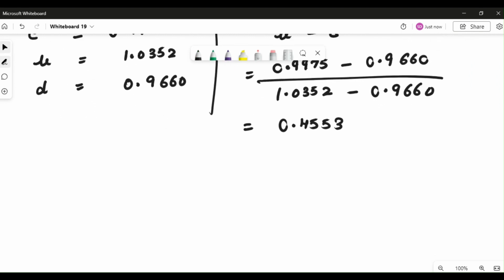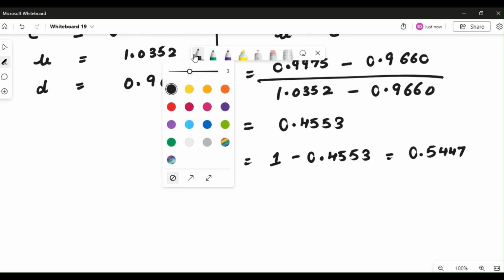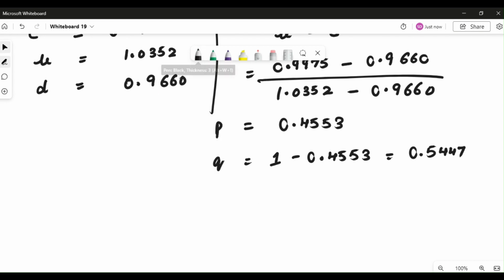Similarly, we can also calculate the probability of going downward. This one is P, so Q you have to calculate, which is 1 minus 0.4553, which means 1 minus 0.4553 is equal to 0.5447. Now the thing is, based on this we have to create a one period binomial tree taking into consideration our spot rate.